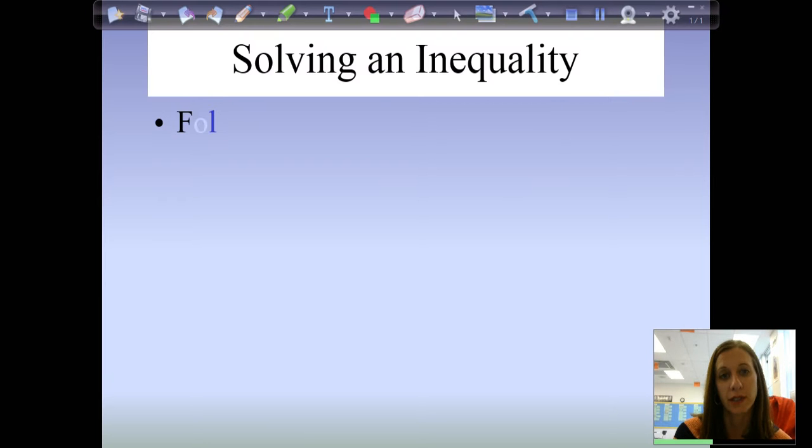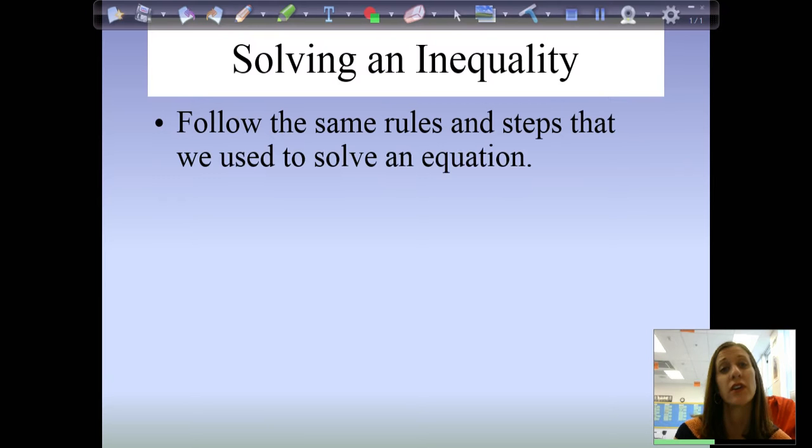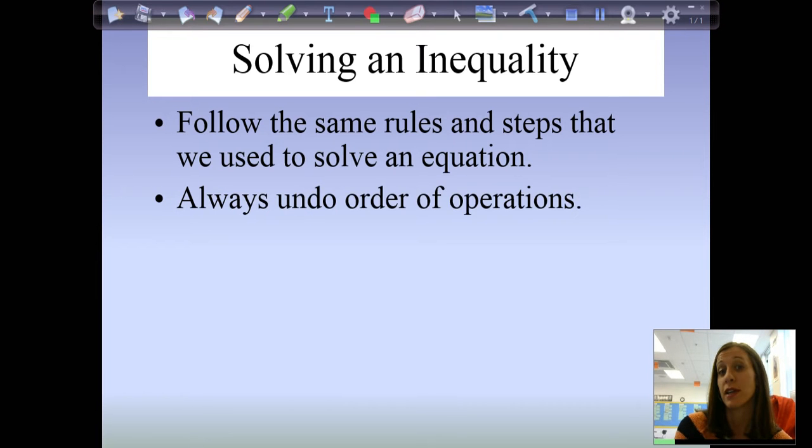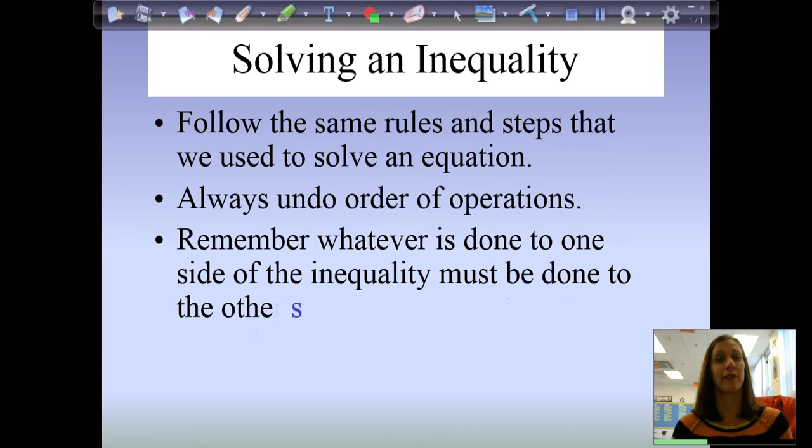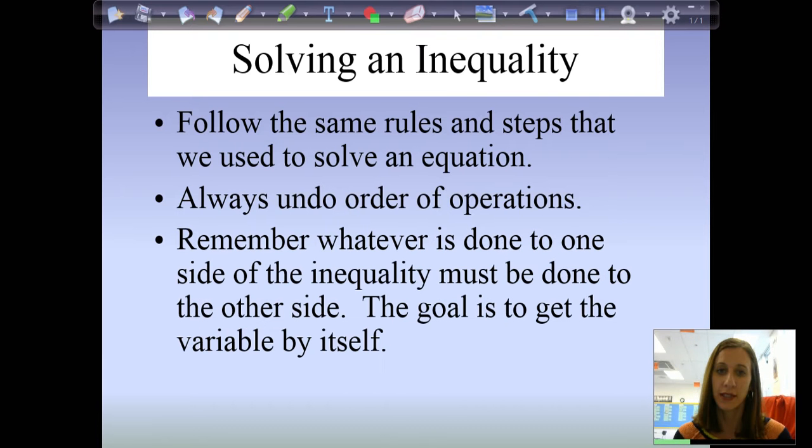To solve an inequality, first of all, you're going to follow the same exact rules that we've learned when we were solving equations. There will be one extra rule with inequalities. Make sure when you're solving equations or inequalities that you are undoing order of operations. And then remember, whatever you do to one side, that you do to the other side, and that your ultimate goal is to get the variable by itself. So we're going to look at our first example.